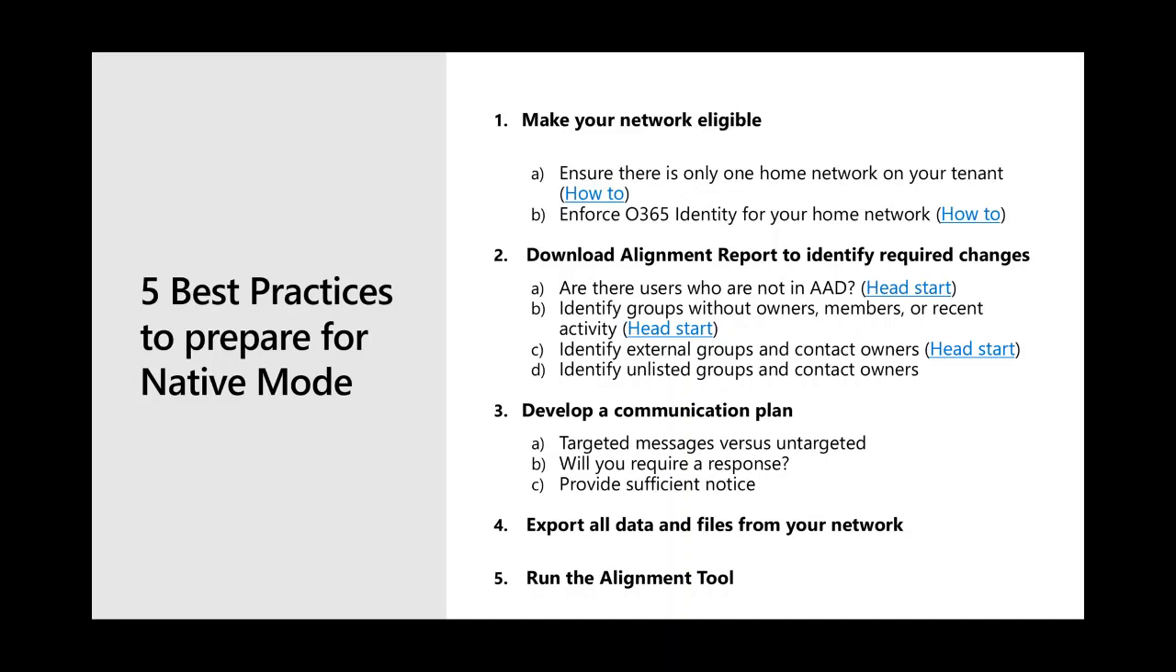Once you've identified all the changes that the tool is going to make, you'll want to develop a communication plan and decide what types of targeted versus untargeted messaging you're going to want to send, whether or not you're going to require responses before you take action, and make sure that you're providing sufficient notice to your users about what changes are going to come in and when it's going to take place. Once you're confident in your communication plan and that you understand what the tool is going to do, it's up to you to export all of the data and files from your network so that you have a backup copy of the current status, and then you can go ahead and run the tool.